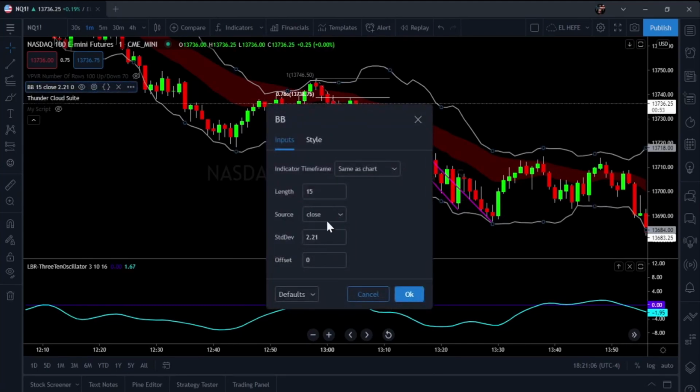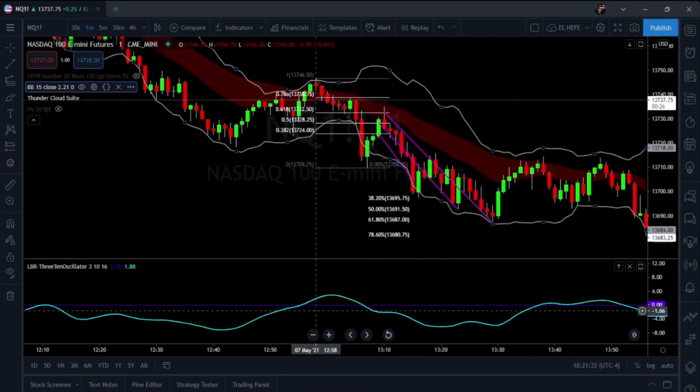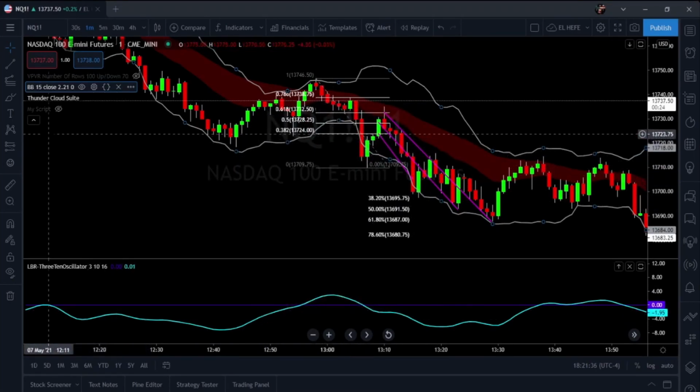Those aren't default settings for Bollinger Bands. No. None of the strategy called for a default setting. This is normally 20 for default, and this is normally 2 for default. So your length is 15, and your standard deviation is 2.21. Yeah, just wanted to call that out so that nobody was confused. Yeah, it is definitely different. Outside of that, that is the only thing that I have.